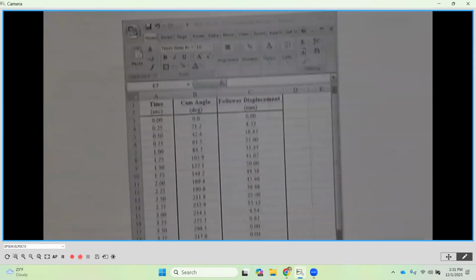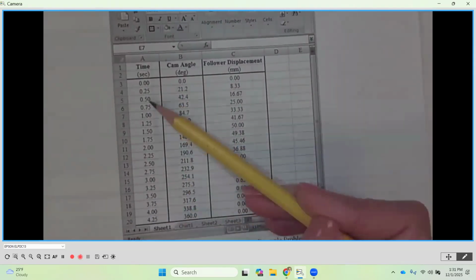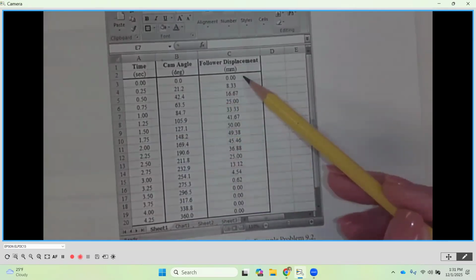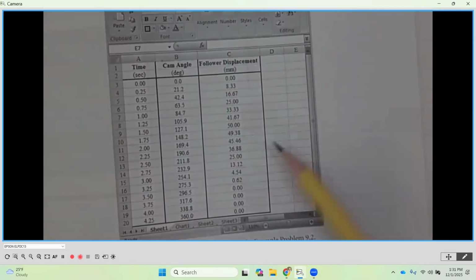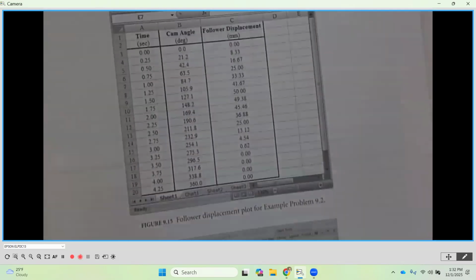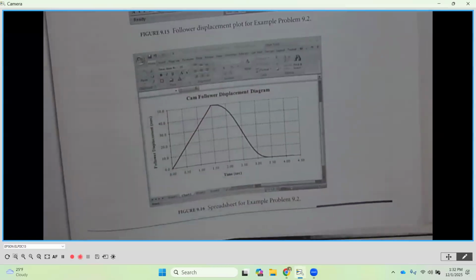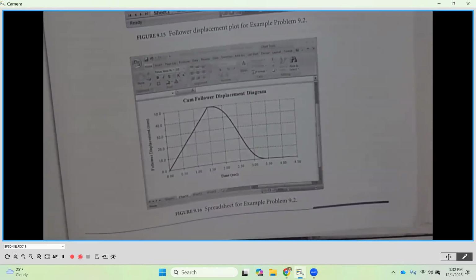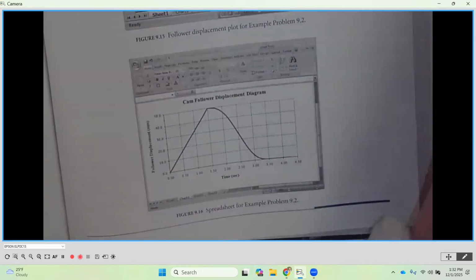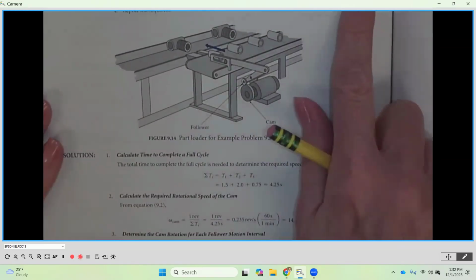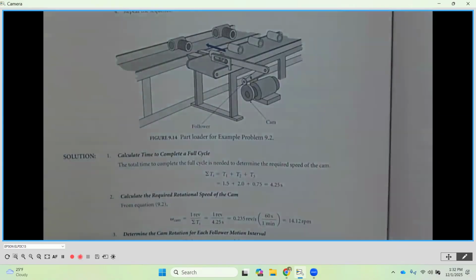It would be creating a chart every quarter of a degree, or time every however many degrees, of what the follower displacement would be. We're not doing that. That's an Excel spreadsheet. I'm not doing that application. We are going to draw the displacement diagram. You would be drawing it in AutoCAD. We'll talk through it, not draw it or demonstrate it here. It says plot the data of the motion, which would be in a displacement diagram.